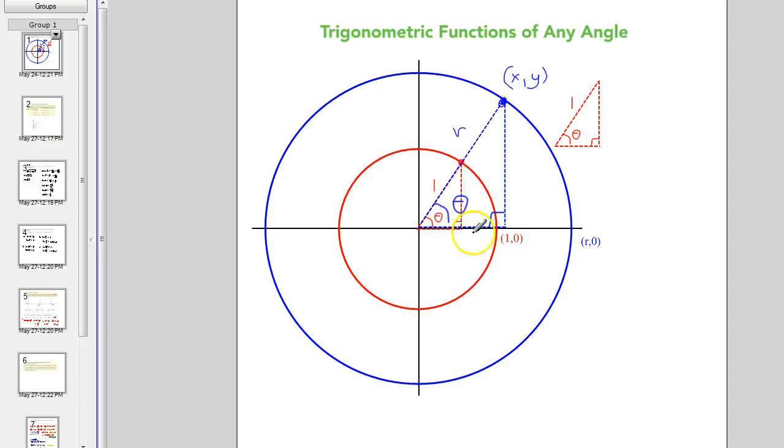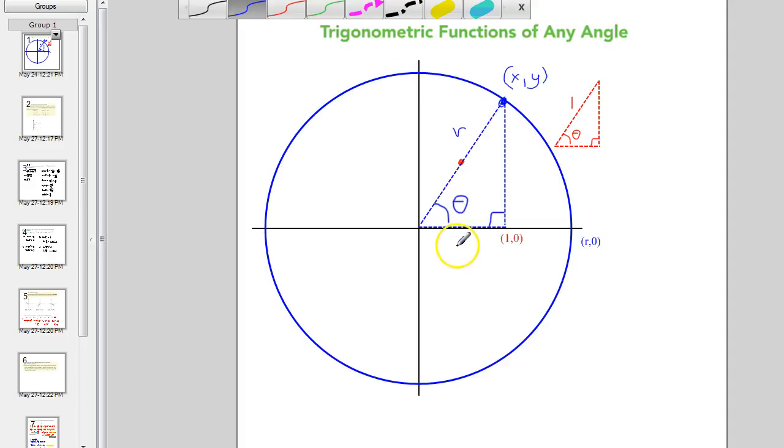All right, well, this blue piece right here, from here to here, let me delete the red for just a second, just so we can see it. This blue piece from here to here is the x-coordinate. And from here to here is the y-coordinate.